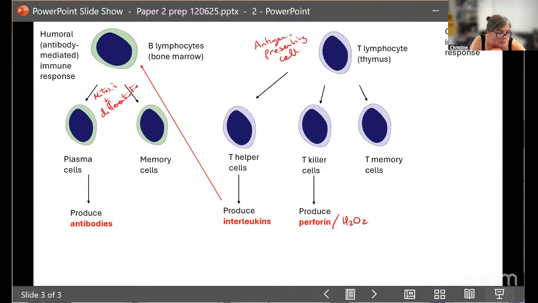Sorry, give me one second. Predictions. Cytokines, yes, are a type of interleukin.